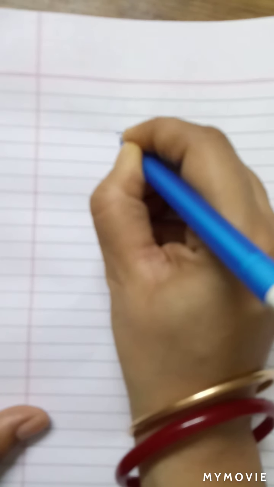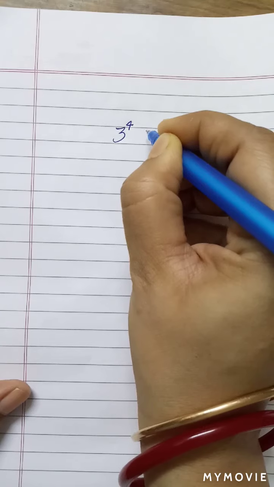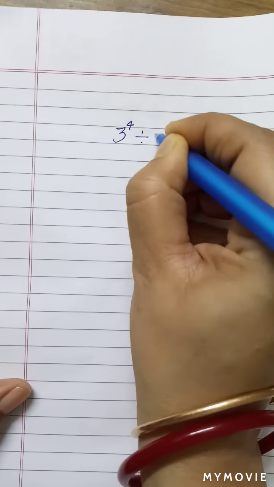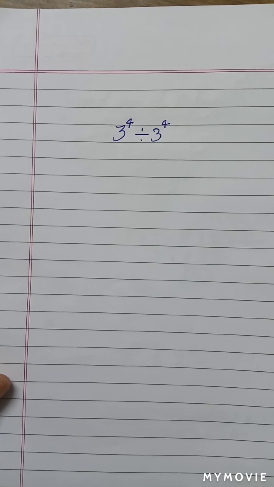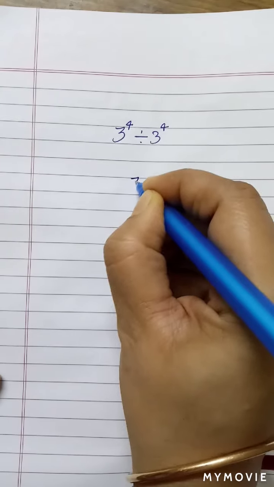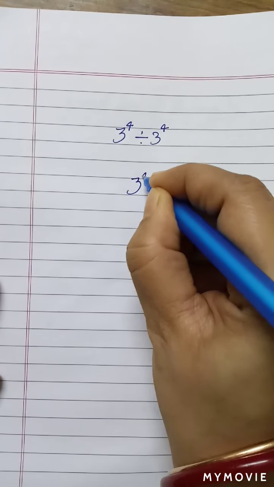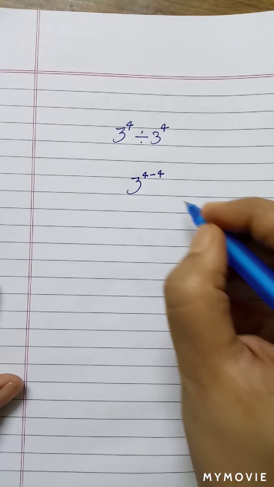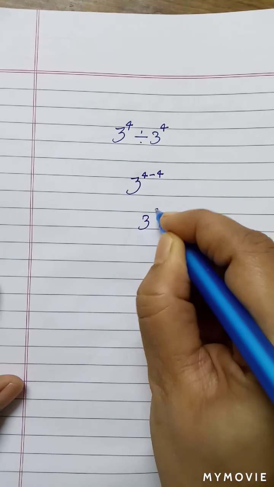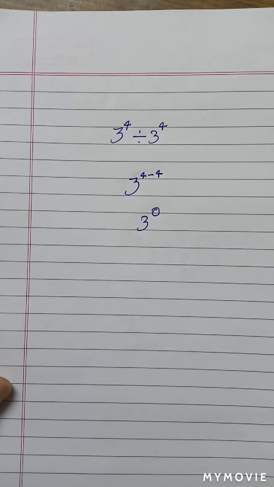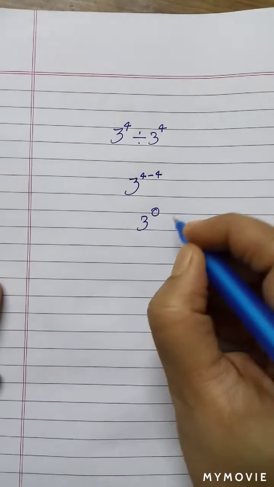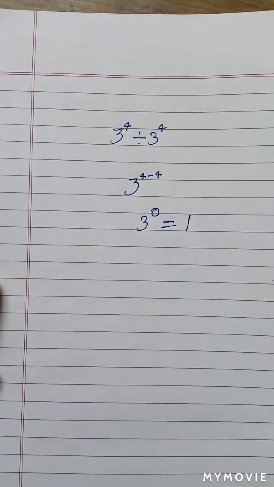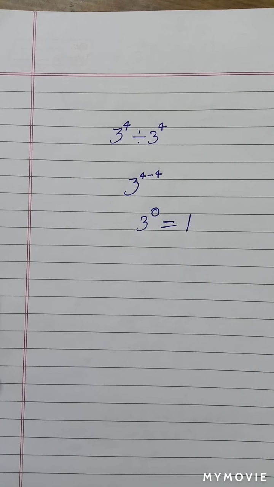Now, let's say we have 3 to the power 4 and we divide it by 3 to the power 4. What's going to be the result? According to the second law, we keep the base unchanged and we subtract the exponents. So this is going to be 3 raised to the power 0. But what is the value of 3 raised to the power 0? I say it is 1. Would you believe me? Don't believe me? I'll prove it.